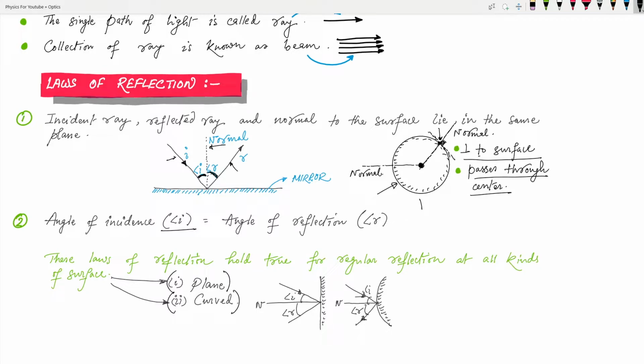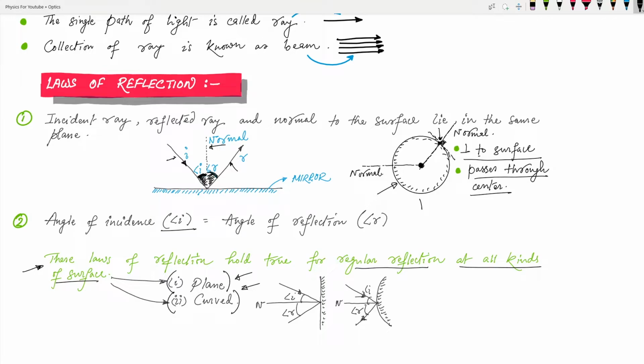Angle of incidence, that is this angle, angle I, as you can see here. So angle I is equal to angle R, that is, angle of incidence is equal to angle of reflection. Simple as that. Now look at this highlighted sentence. It says that these laws of reflection hold true for regular reflection at all kinds of surface. So there are two kinds of surface that we'll be studying in this chapter, that is plane as well as curved. So these laws hold true for both plane mirror and curved mirror.